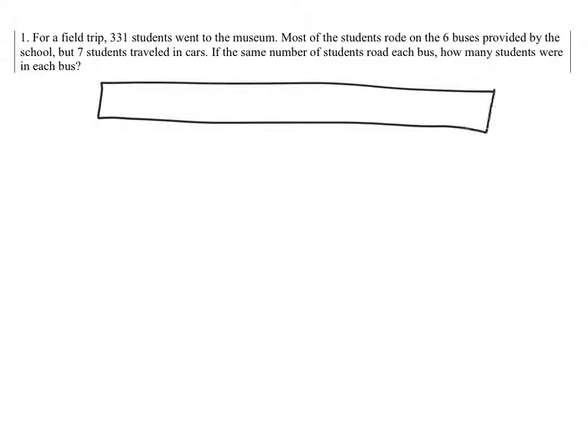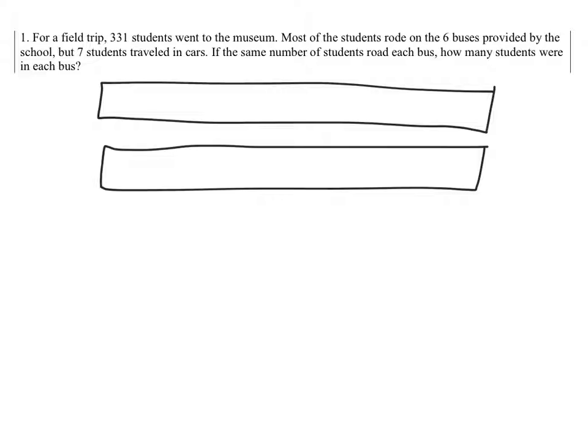Well, this is where a nice model comes in. We're going to use a model, and we can use a bar model if we want. Bar models are very nice. But you could use a picture model as well. A pictogram, whatever. Well, this first bar will represent the 331 total students. The next bar will represent all of everything right here.